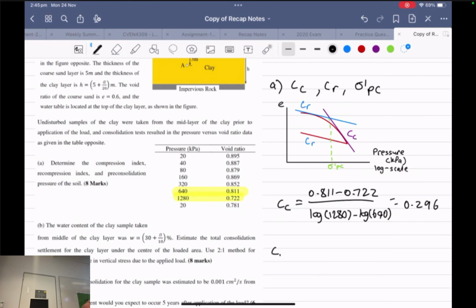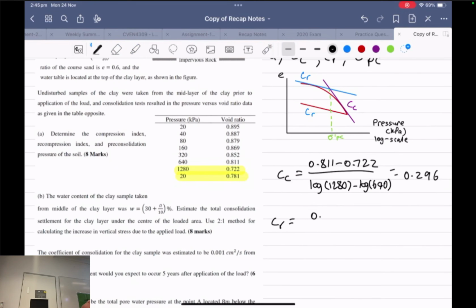Doing the same with CR. But for CR, we said we have to use the points at the rebound, right? Because that's what this gradient is. So at the rebound, we're now using these 2 values. Same thing, 0.781 minus 0.722 over log 1280 minus log 20, which is equal to 0.3033.